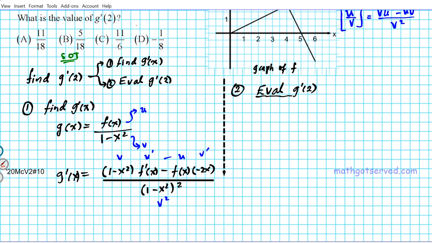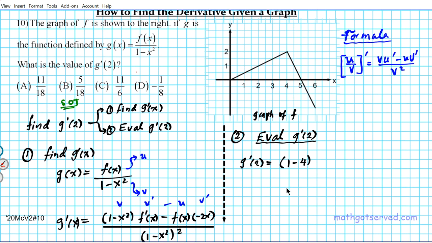Oh, all right, so let's do that. So g prime of 2 is going to be 1 minus 2 squared, which is 4, times f prime of 2. What on earth is f prime of 2? Ladies and gentlemen, we have a graph here, and we need to use this graph to find f prime of 2. How do you find the derivative given a graph? That's the question. How do you find the derivative given a graph? So let's write that down.